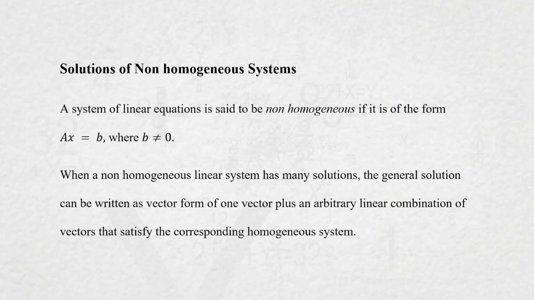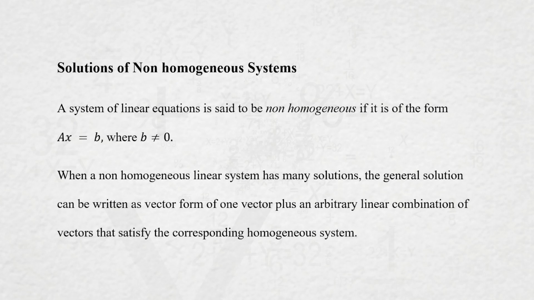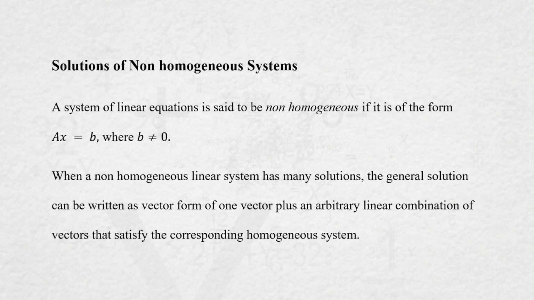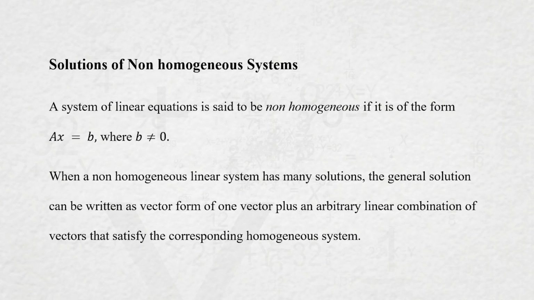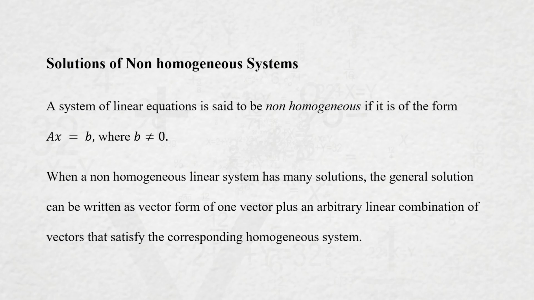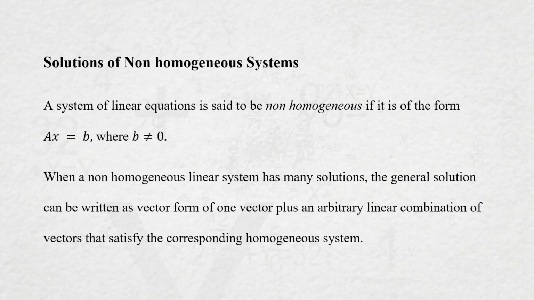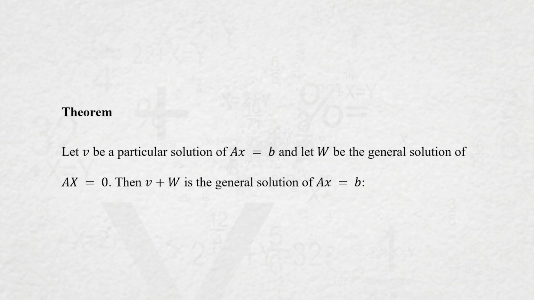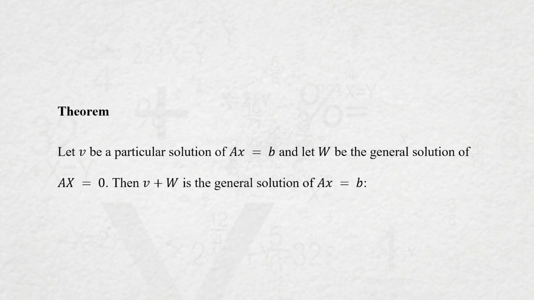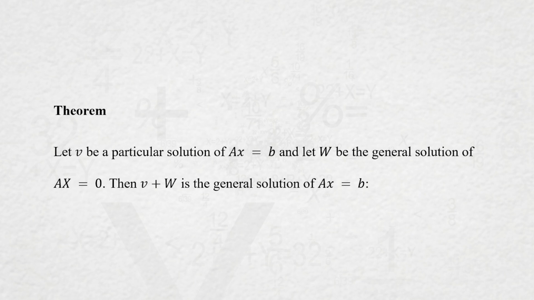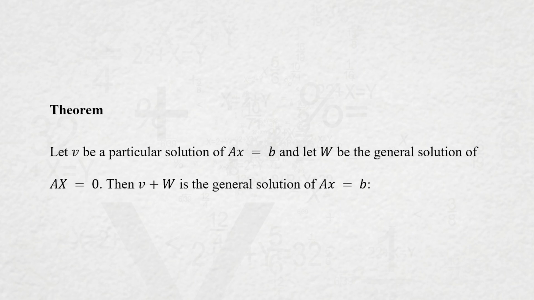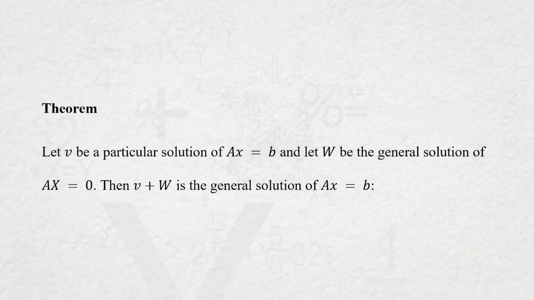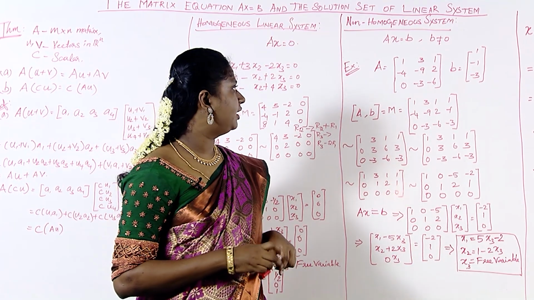When a non-homogeneous linear system has many solutions, the general solution can be written in vector form as one vector plus an arbitrary linear combination of vectors that satisfy the corresponding homogeneous system. Let us see a theorem. The theorem states: let V be a particular solution of Ax = b and W be the general solution of Ax = 0. Then V plus W is the general solution of Ax = b. We shall see an example now.